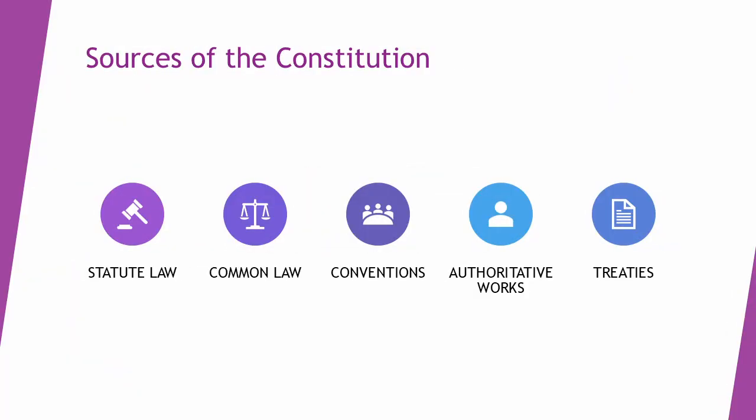The 5 main sources of the UK Constitution are statute law, common law, conventions, authoritative works, and treaties. Statute law consists of laws passed by Parliament, such as the Human Rights Act 1998 and the Fixed Term Parliaments Act 2011. The Human Rights Act 1998 incorporated the European Convention on Human Rights into UK law, strengthening the Constitution by allowing individuals to challenge public authorities in domestic courts for breaches of their rights.